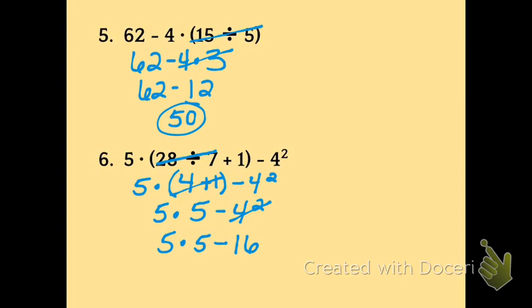Next we're going to do? Multiplication. Good. 5 times 5. Multiplication comes next. 25 minus 16. And anybody know what 25 minus 16 is? You can say it. 9. Very good. Our answer is 9.